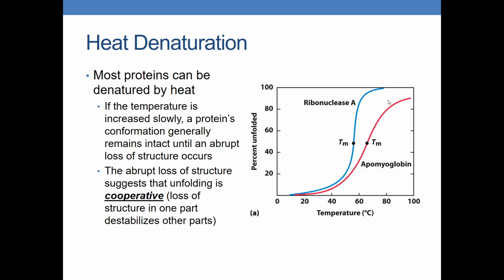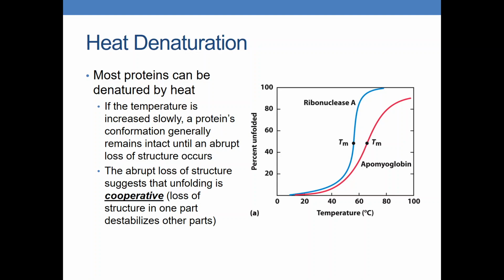Now, this is interesting because what we can do is use the sigmoidal shape of this curve to define a midpoint. So if we look at the condition where you have 50% unfolded, and then extrapolate to the x-axis, the corresponding temperature is what we refer to as the melting temperature, or Tm. So the Tm of a protein describes the temperature at which you have 50% folded protein and 50% unfolded protein.